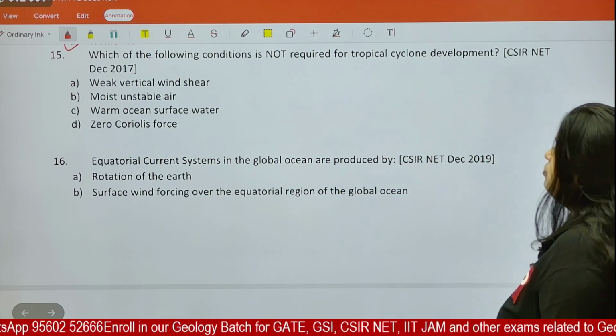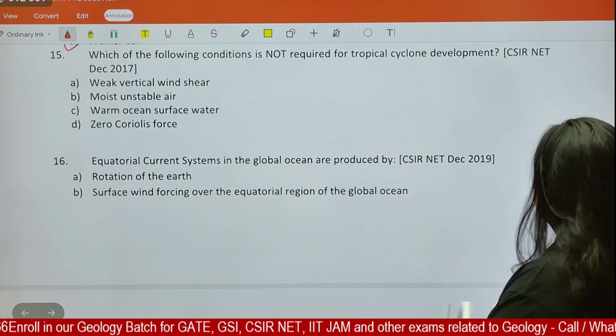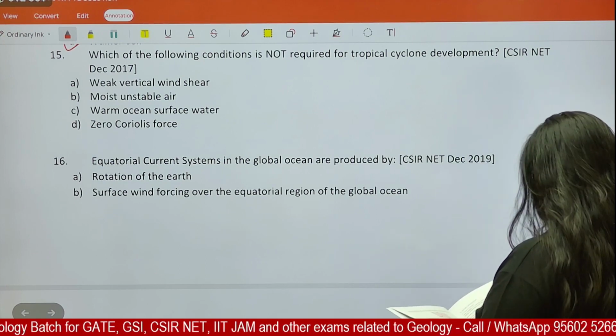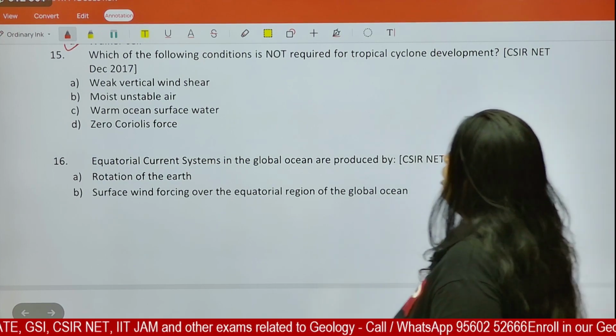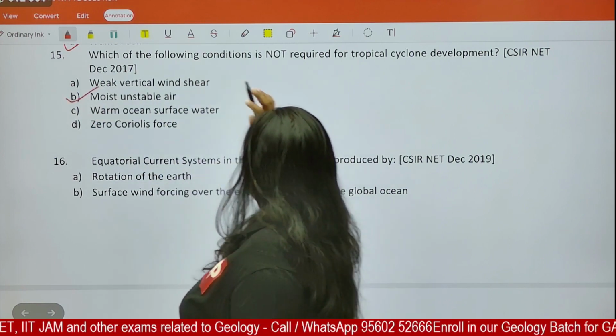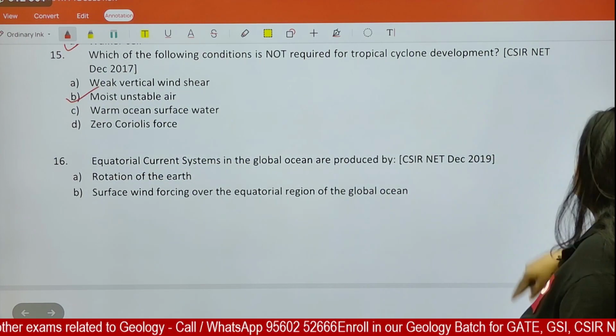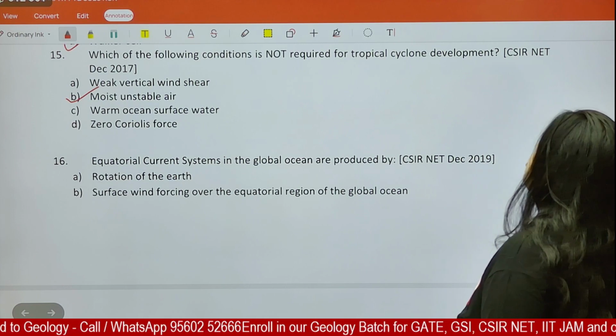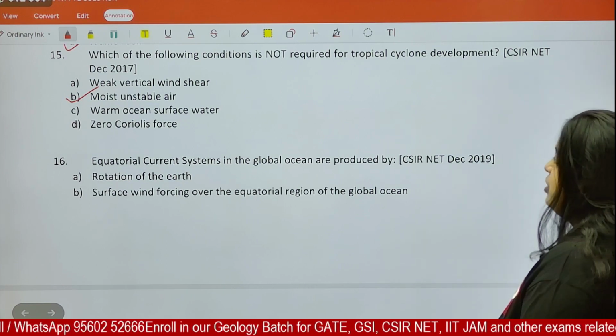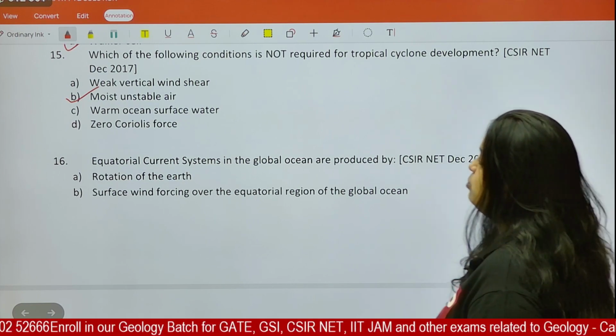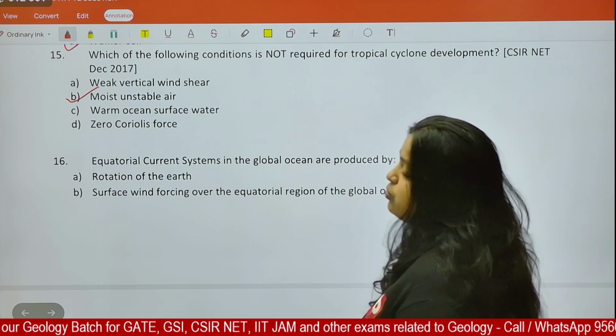Anyway, which of the following conditions is not required for tropical cyclone development? Again, this is not related to our chapter, but still, moist, unstable air is required, weak vertical wind shear, warm ocean surface water. Zero Coriolis force is not required for tropical cyclone development.